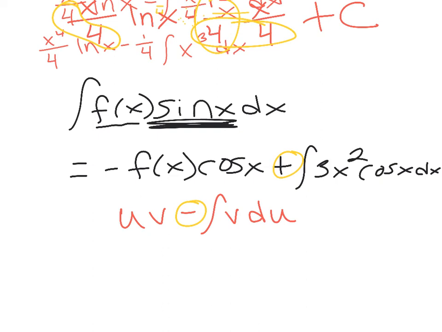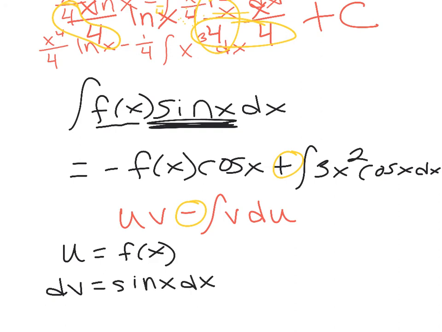So I'm going to say that u must have been the f of x, and dv must have been sine x dx. And again, I discovered that because I know in the formula, normally it's a negative, but when they rewrote this, it changed to a positive. So there must have been some sort of negative being factored out there. And I know that when I integrate sine, I get negative cos. So that definitely led me down that road.